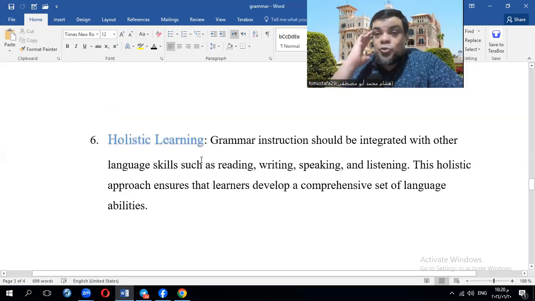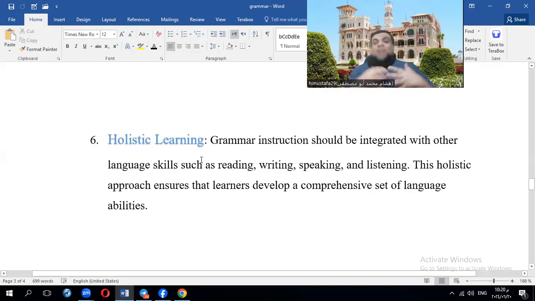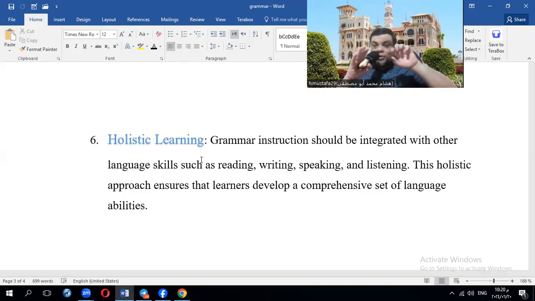Holistic learning. Holistic learning, according to Grammarly, we should integrate grammar with the other skills in the sense that we are teaching English in a comprehensive way, comprehensively. And the meaning of holistic means comprehensive. Grammar instruction should be integrated with other language skills, such as reading, writing, speaking, and listening. This holistic approach ensures that learners develop a comprehensive set of language abilities.